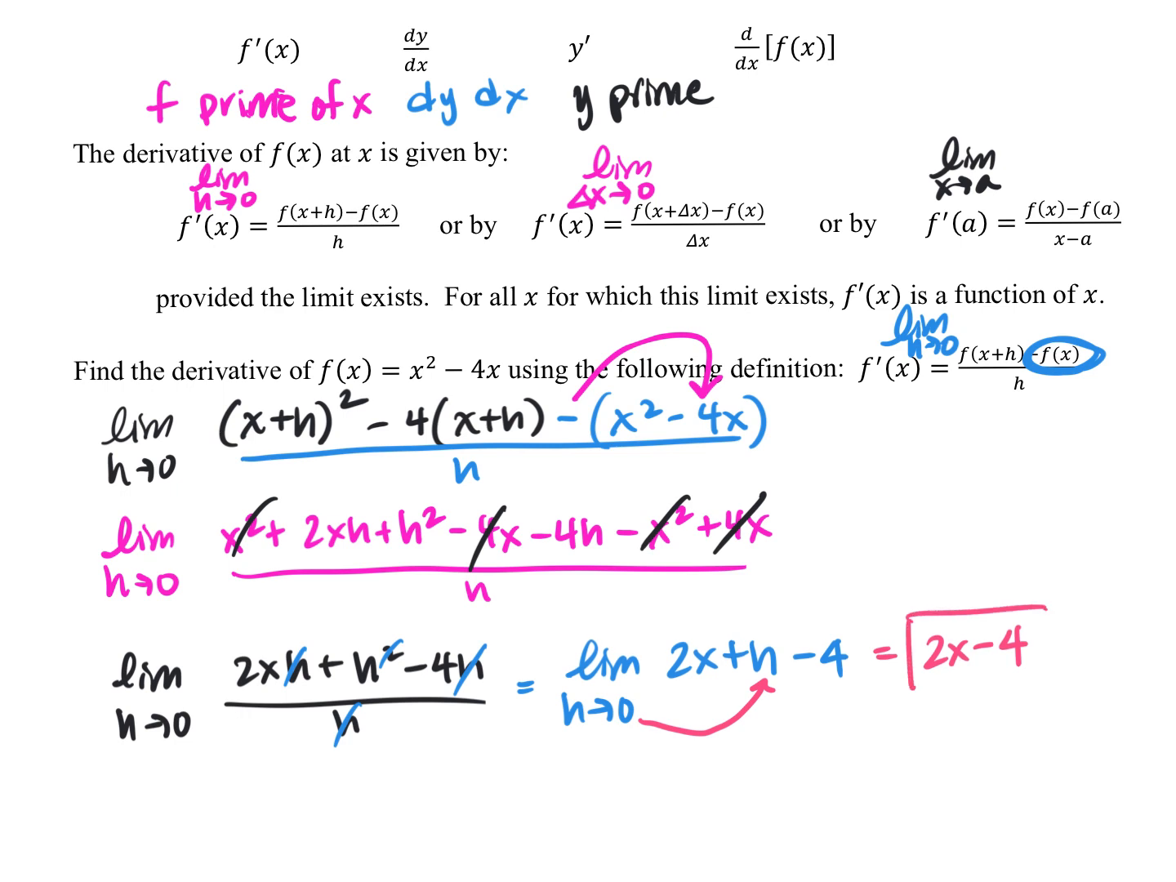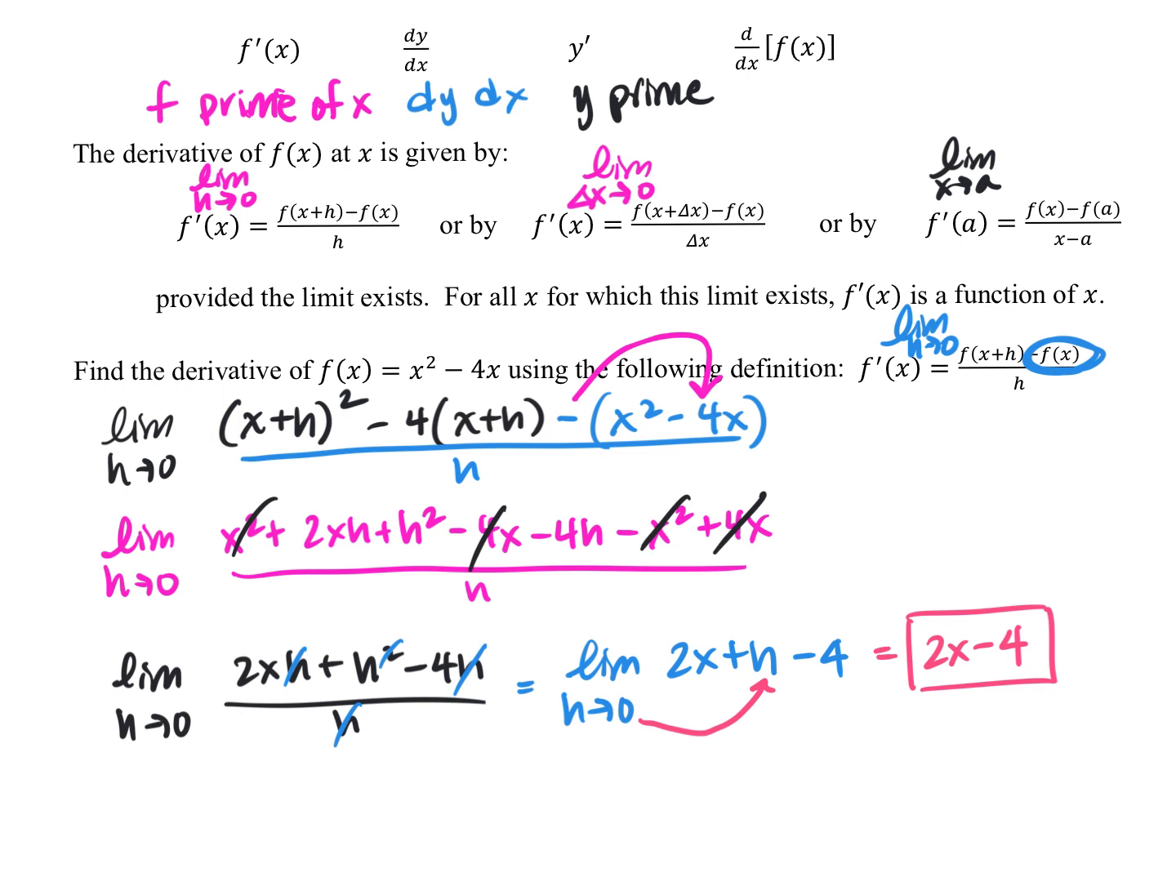Nels, guess what you just found? You just found the derivative of this function at any x point. Now let me say that again. You just found the slope of this function at any x coordinate. And I'm going to talk to you about what that means.